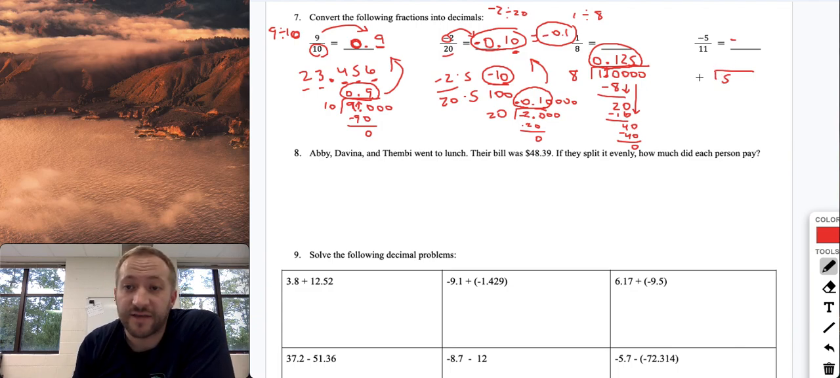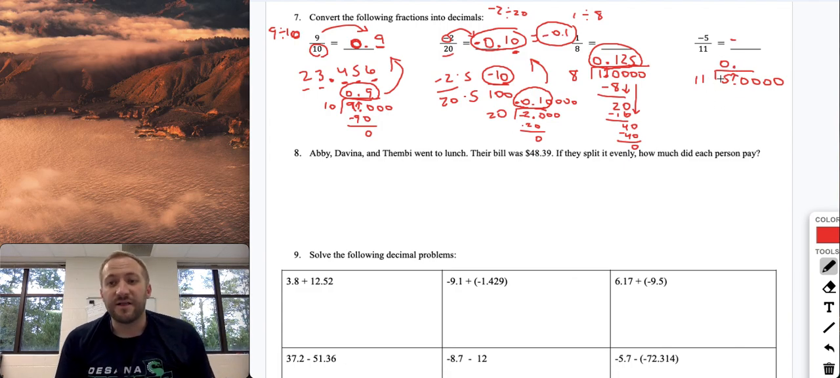So now, 11, that goes on the outside. 11 into 5, that goes 0. If that's the case, I'll add a decimal. As many zeros as I need on the outside. Let me bring that decimal up so I don't forget about it in my answer. So now 11 into 5, that goes 0.